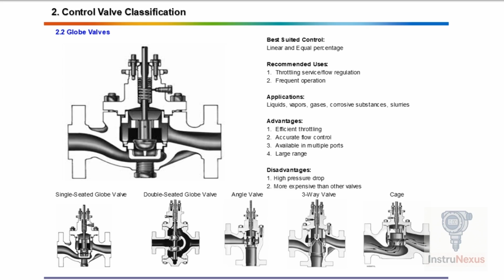However, like any equipment, it comes with a few disadvantages. It causes a high pressure drop, especially when fully open. And it tends to be more expensive compared to other types of valves, such as rotary or on-off types. Despite these limitations, its performance benefits often justify its use in critical process control environments. Based on the flow paths, the globe valves can be classified as single-seated globe valve, double-seated globe valve, angle valve, three-way valve, cage. We will have a separate video on these valves since it requires more time to explain.